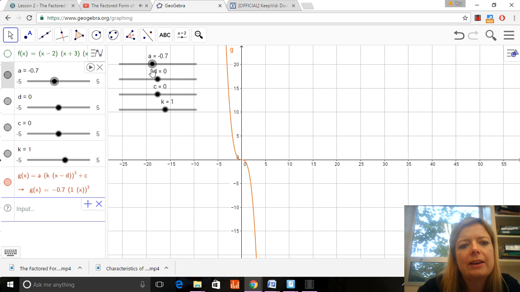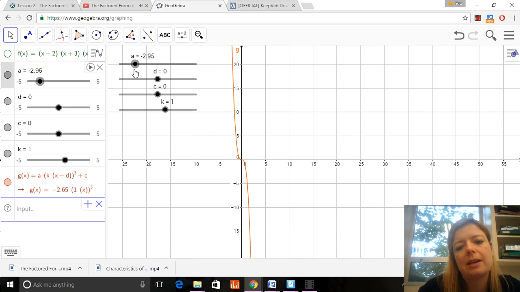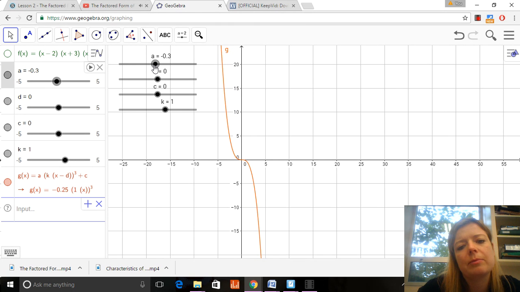And then if the A value is negative, that means it flips it vertically, flips over the x-axis, which changes the end behavior. And again, just remember a smaller value, so less than -1, will stretch it that way, or between 0 and -1, will vertically compress it along with the reflection.